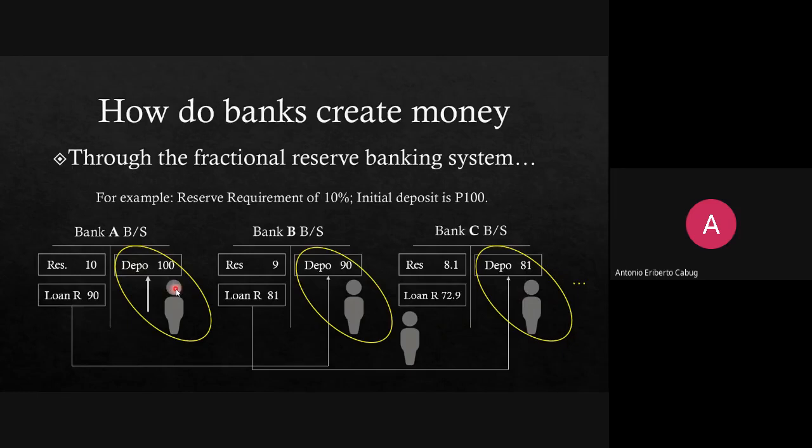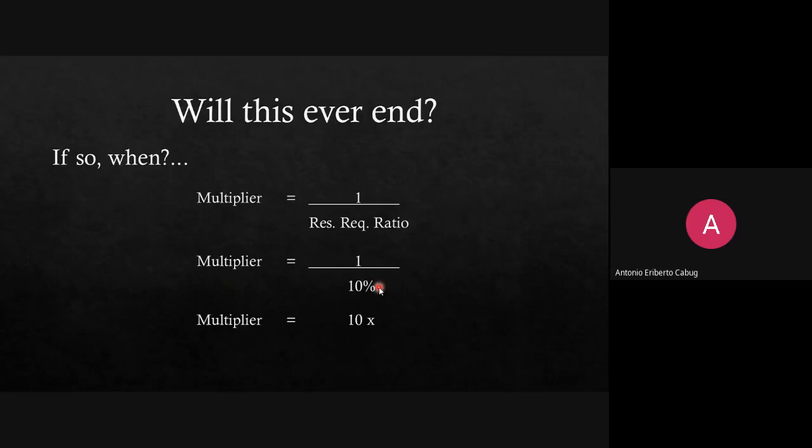100 becomes 1,000. So what's the reserve requirement ratio? The lower the reserve requirement ratio, the more powerful banks become. 1 over 50%, the multiplier is only 2 times. 1 over 10%, the multiplier is 10 times. Okay? The lower the reserve requirement ratio is, the more banks can create money.